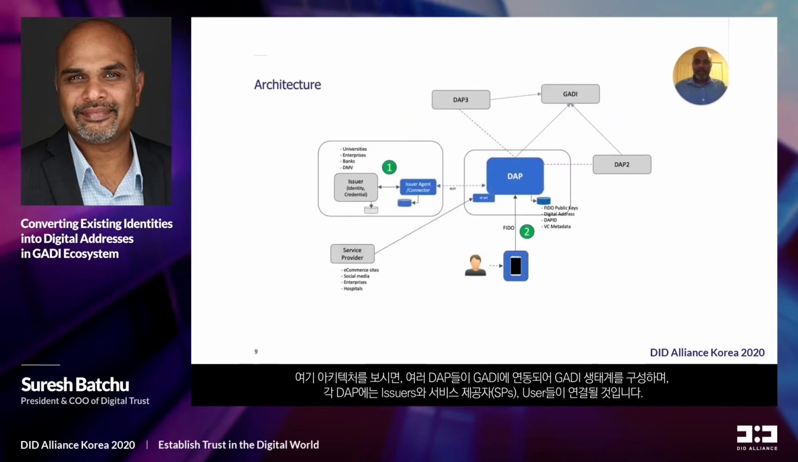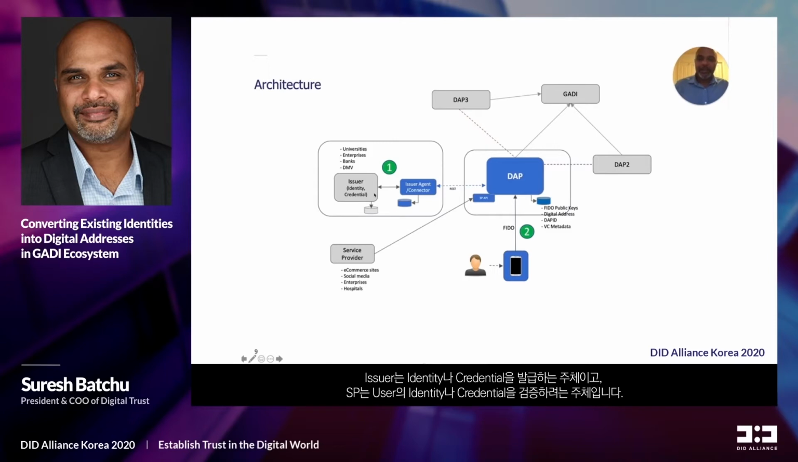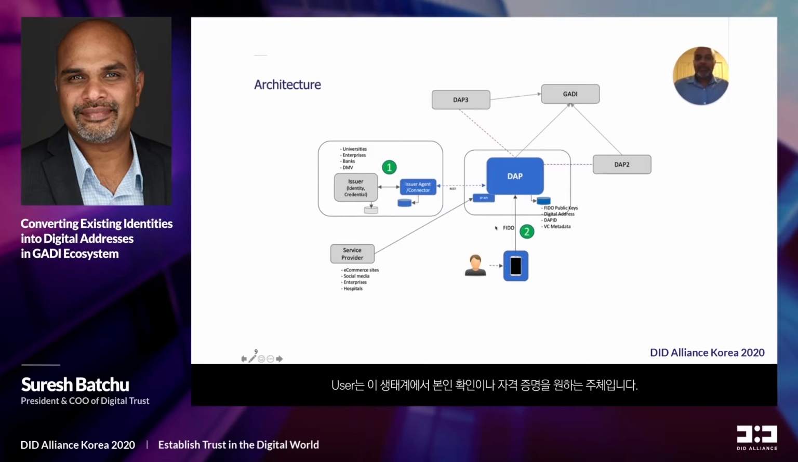Looking at the architecture here, you're seeing multiple DApps that are connected to GADI in the GADI ecosystem. Each DApp will have issuers connected to it, service providers, and also the users. Issuers are the ones that issue either the identity or the credentials, and service providers are the ones that want to verify the identity or credentials of the user. And users are the ones that actually claim their credentials or their identity in this ecosystem.